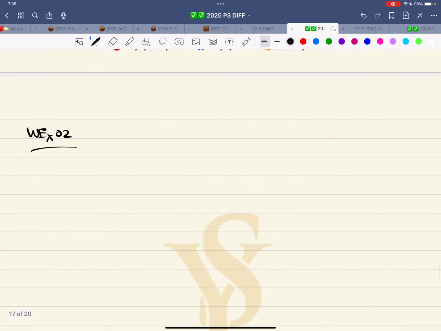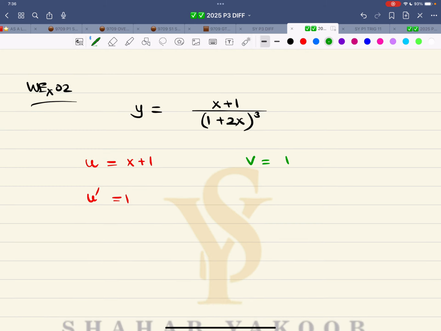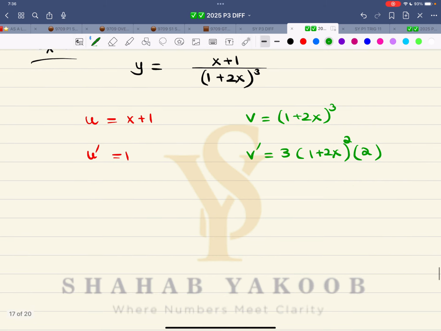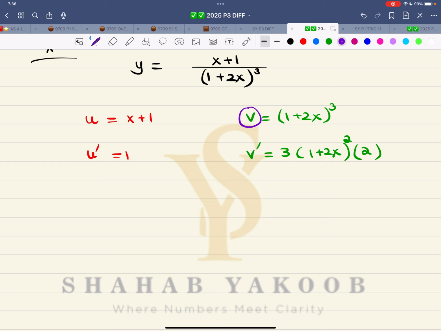The second worked example, let me make a question. Y is equals to 1 plus 2x cube, and this is x plus 1. Let's make it simple. So u is the numerator, x plus 1. U prime, simply 1. And over here, v is 1 plus 2x, the whole thing cube. V prime, that is 3, 1 plus 2x, power reduces by 1. Don't forget the derivative of bracket, which is 2. And then start from here, like this.